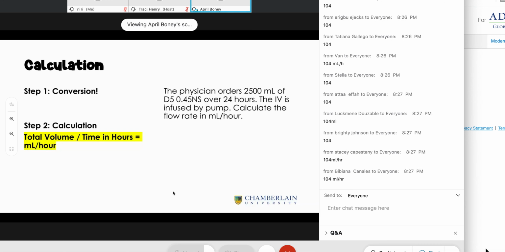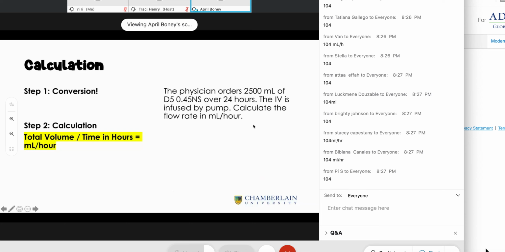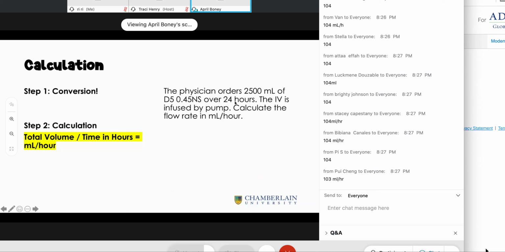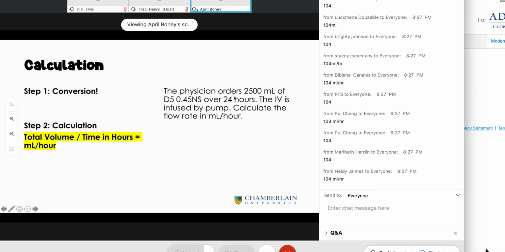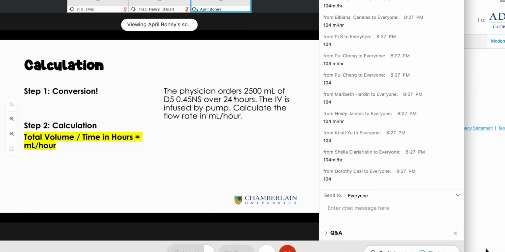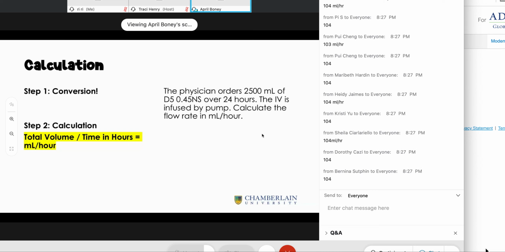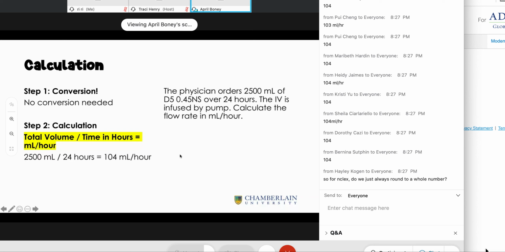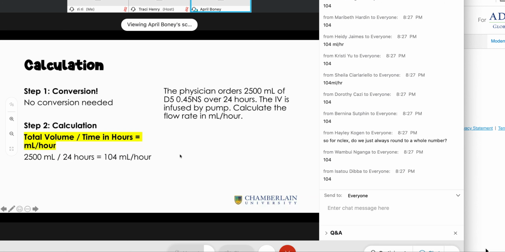Now notice it has to be hours because what we want is hours. So if this said 825 minutes, you can't work with that. You're going to have to convert that to hours. But it says 24 hours. What we want is per hour. So we don't need a conversion. And our answer is going to be 104 milliliters per hour.